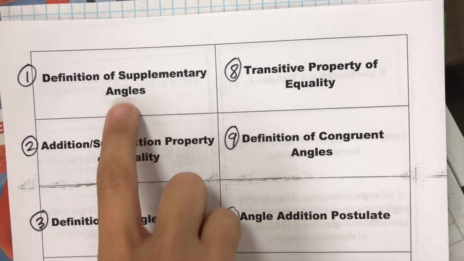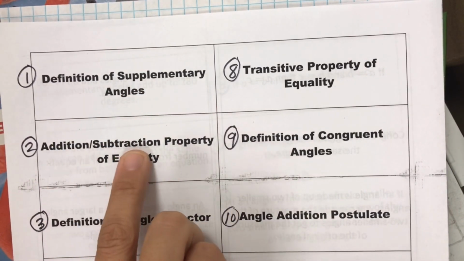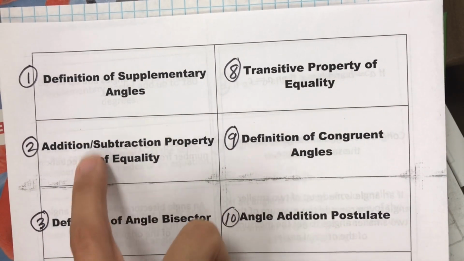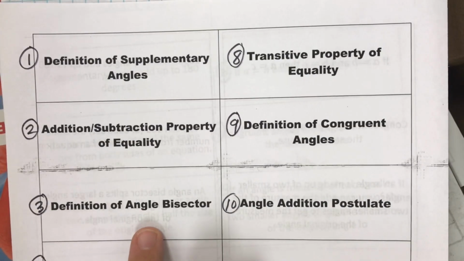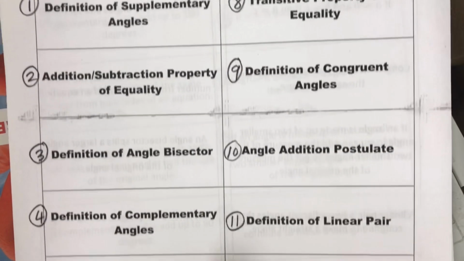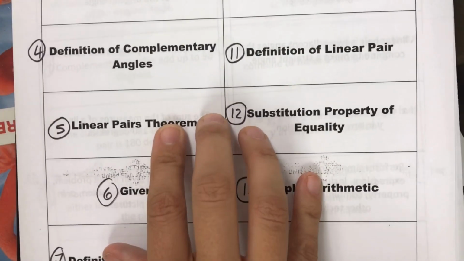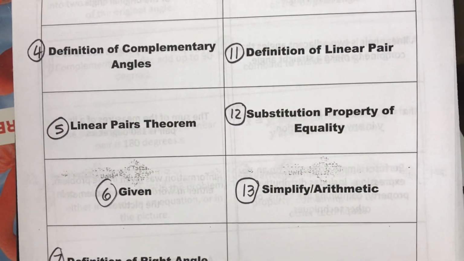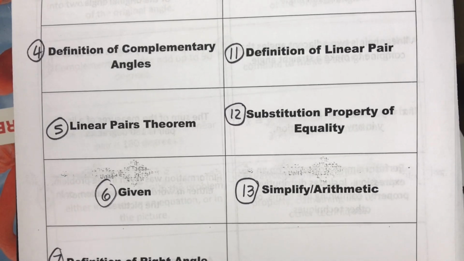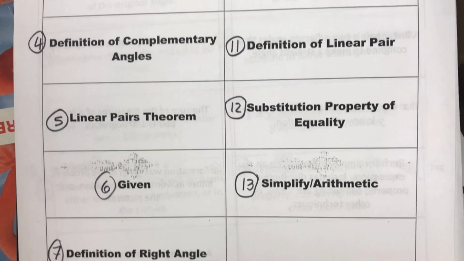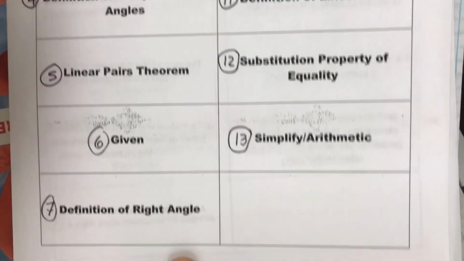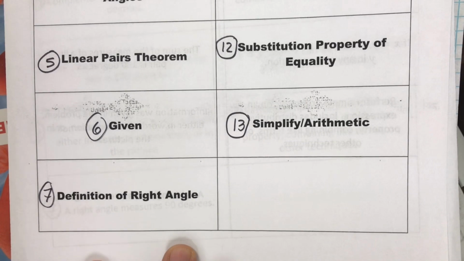Definition of supplementary angles. 2, addition slash subtraction property of equality. 3, definition of angle bisector. 4, definition of complementary angle. 5, linear pairs theorem. 6, given. 7, definition of right angle.